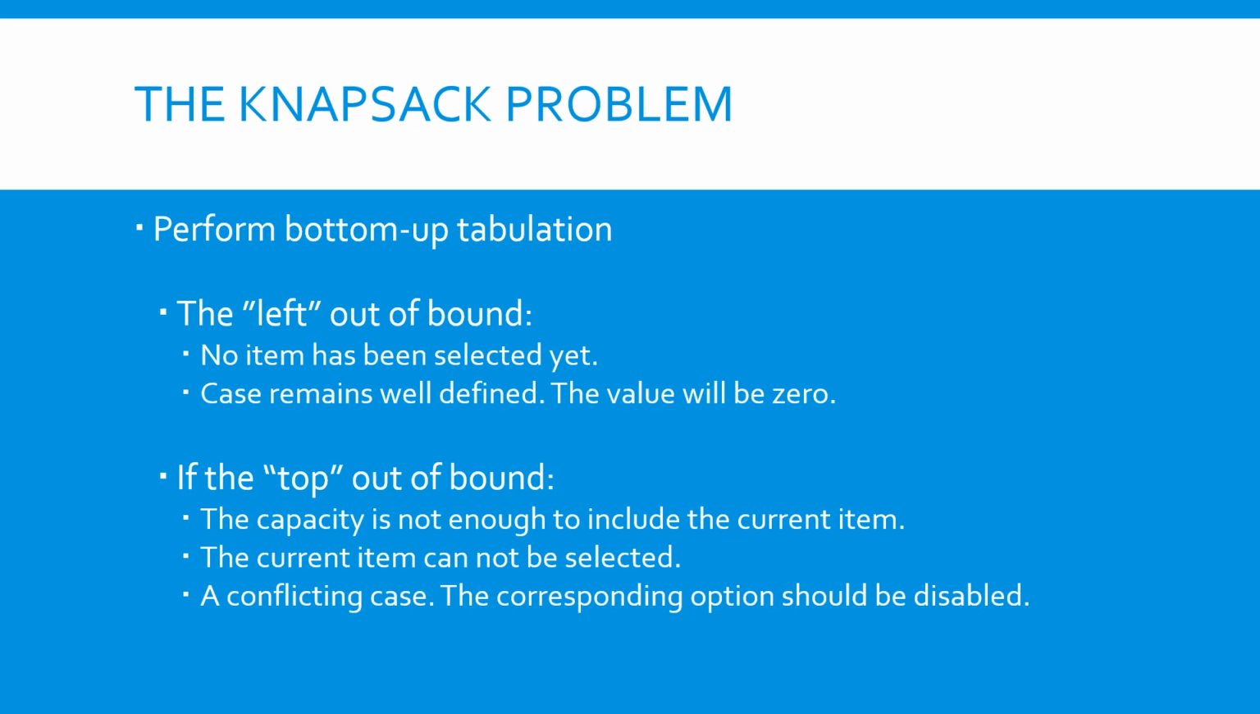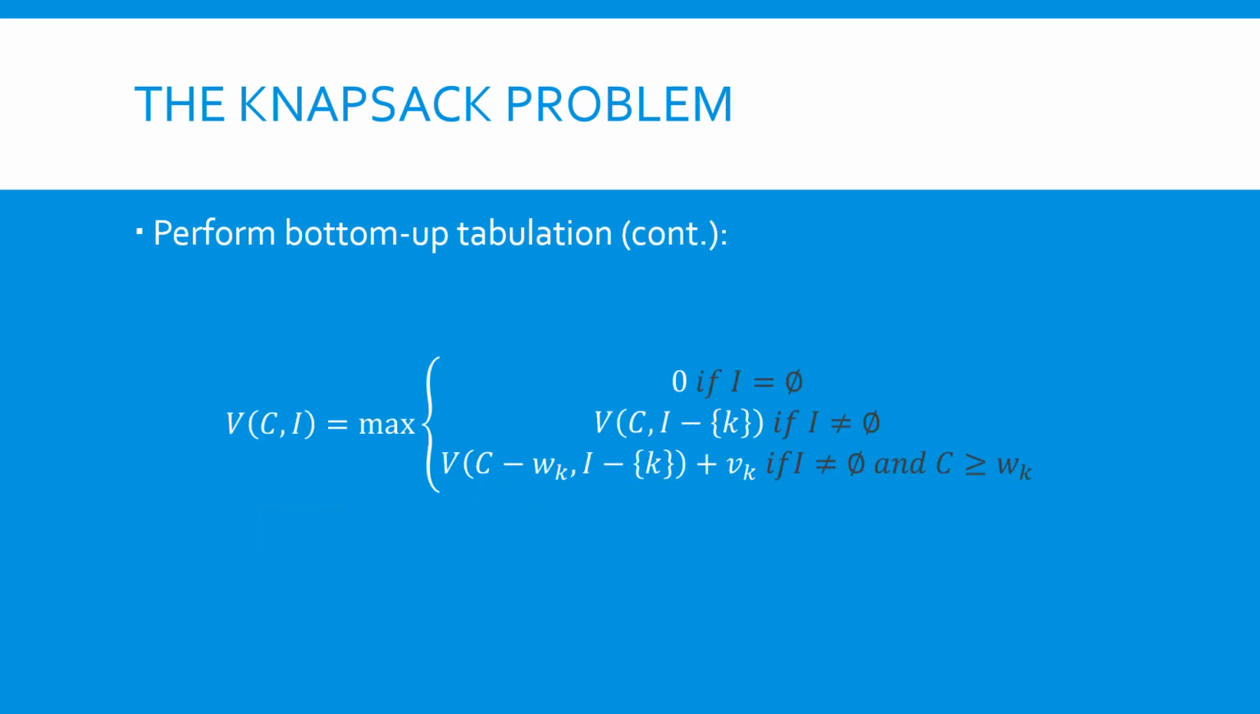Therefore, instead of returning a specific value, we should simply ignore the corresponding condition in the recursive function if a top out-of-bound condition occurs. Based on the above analysis, we can modify the recursive function as follows. If the candidate set I is empty, then the result of VCI will be 0. This corresponds to the left out-of-bound case.